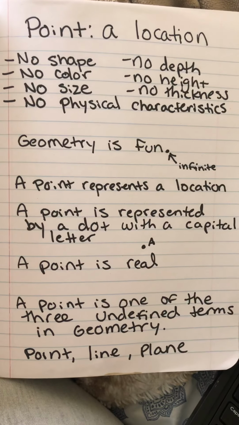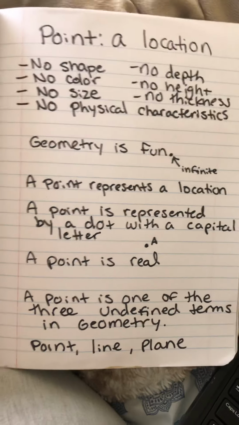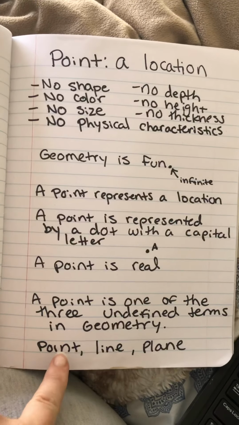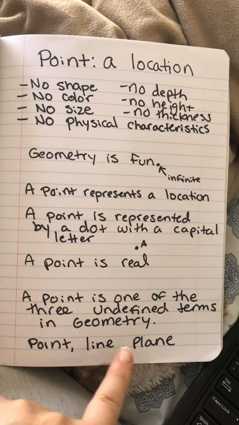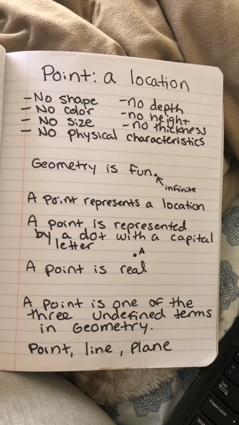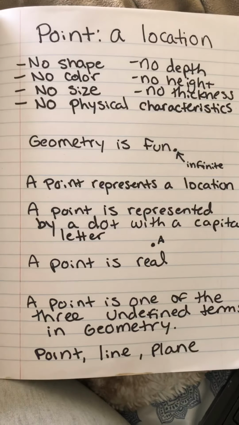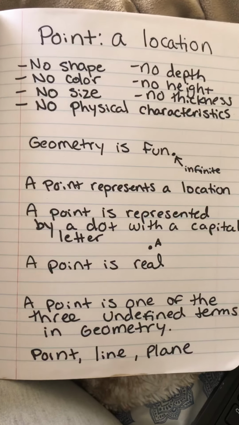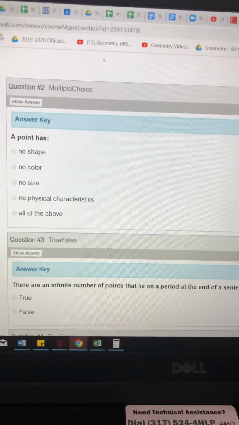A point is one of the 3 undefined terms in geometry. So point is the first one, line is the second one, and plane is the third one. So a point is the first of 3 undefined terms in geometry. Based off of these notes, you should now be able to go in and answer the questions about point.